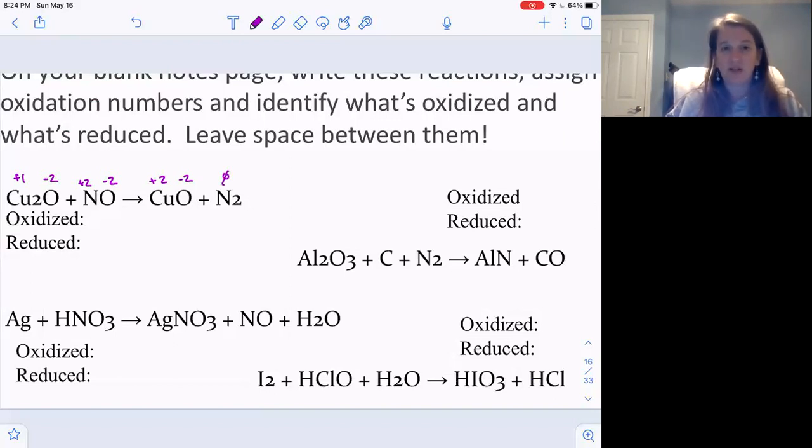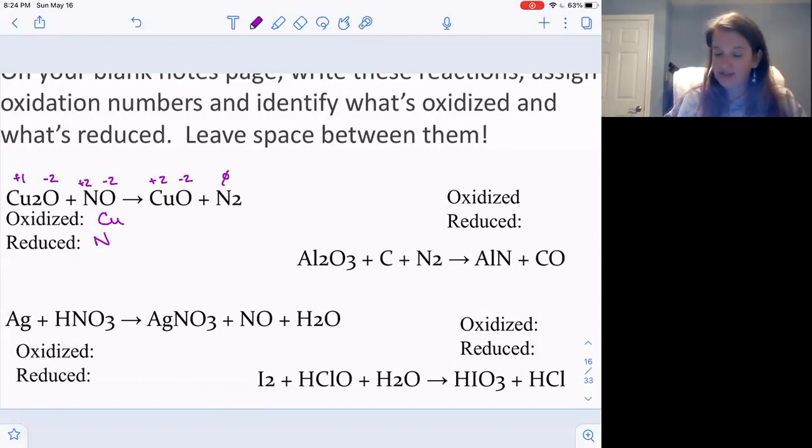So now I can figure out what's oxidized and what's reduced. Remember, oxidized means that it lost electrons, reduced means that it gained electrons. So which one lost electrons? The copper lost electrons. The copper is oxidized because it went from +1 to +2. Okay, it got more positive, it lost electrons. What was reduced then was our nitrogen, because it went from +2 to 0. It got more negative, so it gained electrons.